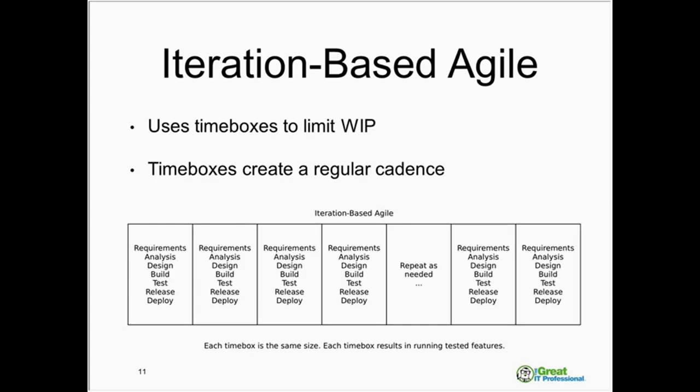So there are two kinds of approaches to Agile. And the first is iteration based Agile, which, if you're doing Scrum, you absolutely know about. Notice the time boxes, and I'm hoping you can see my pointer here. Wendy, maybe you can tell me if people cannot. Each of these boxes in the image is exactly the same size. And you do all of requirements analysis, design, test, release, and deploy inside the time box. And the time box itself limits the work in progress. It also creates a regular cadence.